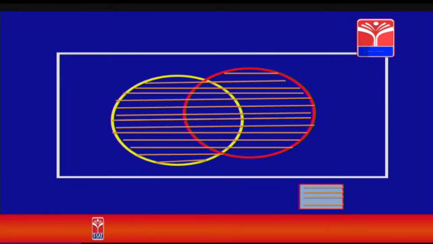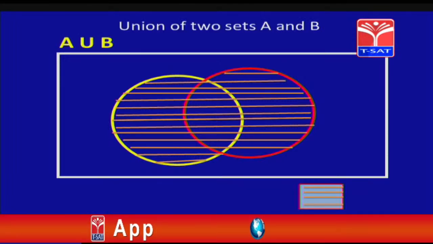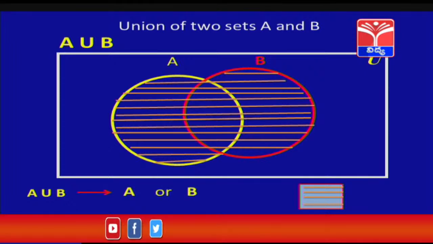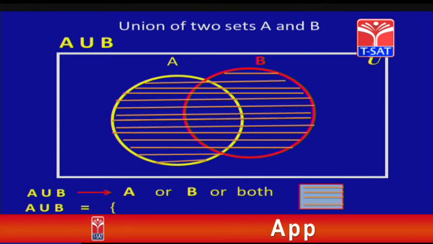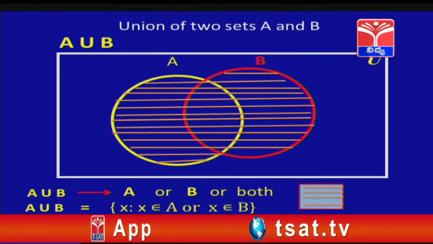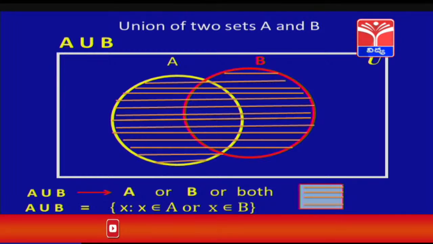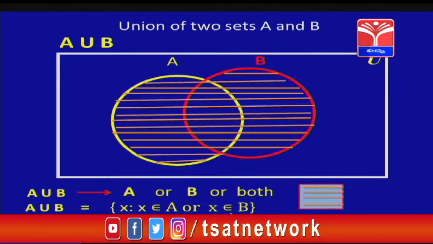So, now how to represent A union B through a general Venn diagram. If set A and set B are combined, A union B, A or B, the element may belong to A or B or both. So, mathematically A union B is the set of X such that X belongs to A or X belongs to B. This is the way you have to represent the union of two sets through Venn diagrams.